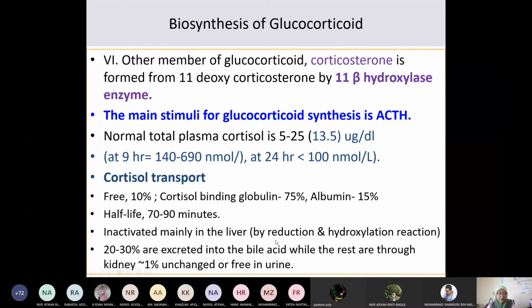All the steroid metabolism occurs in the liver. First of all, a reduction reaction occurs, then a hydroxylation reaction, and then some of the steroids undergo the conjugation reaction. That's why approximately 20 to 30% are excreted in the bile, while the rest are excreted through the kidney. Only 1% is found unchanged, in free form, in the urine.